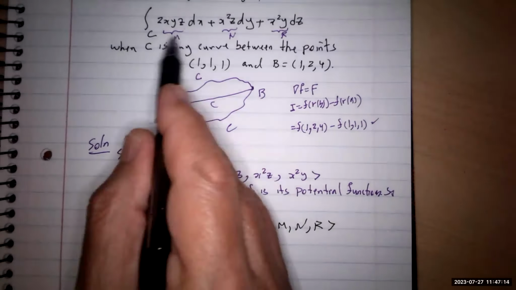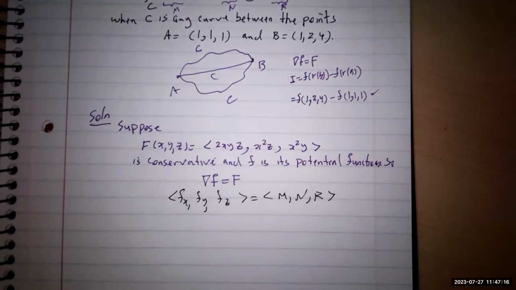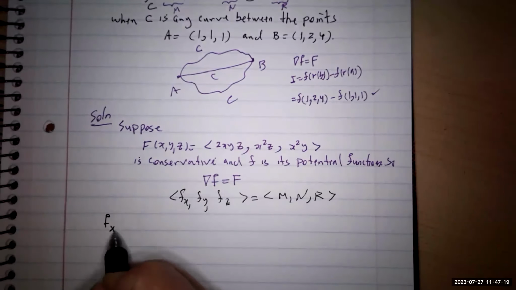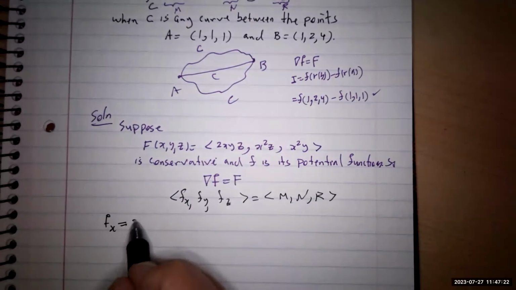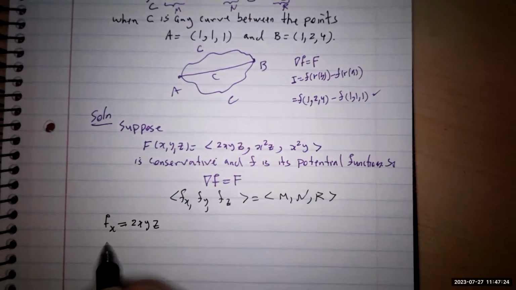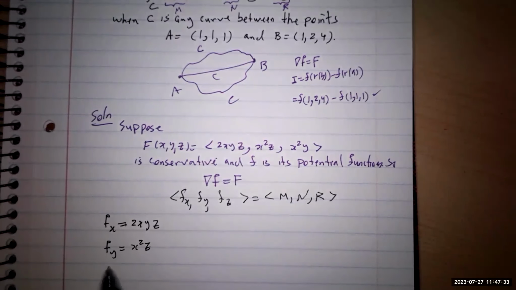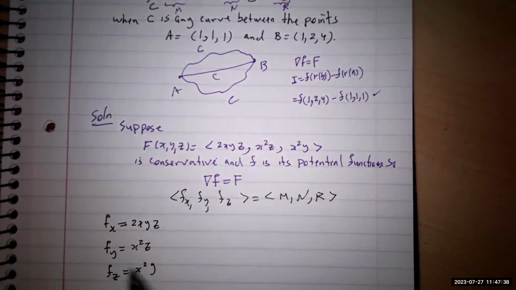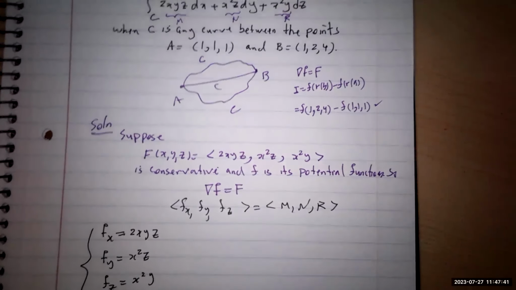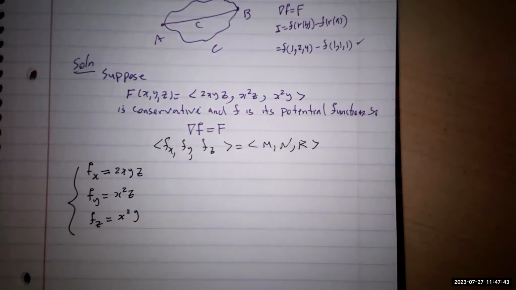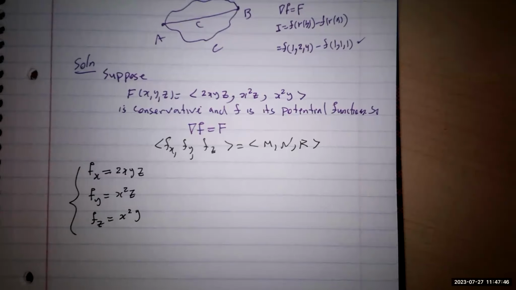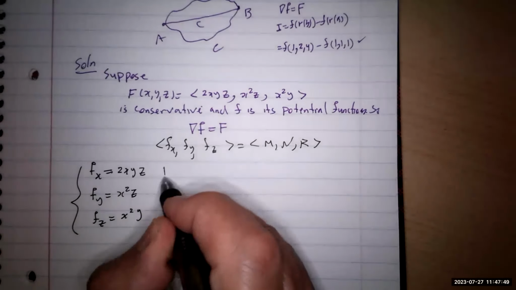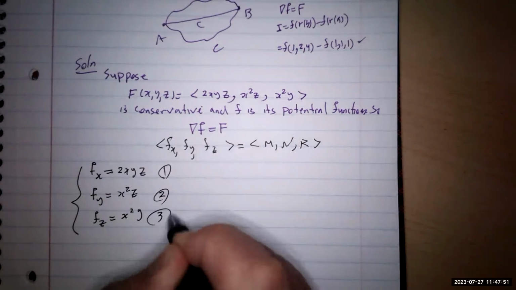So that gives a system of three equations. f sub x equals the first component, 2xyz. f sub y equals x squared z. It's usually not a complicated function; it can be done quickly. Then f sub z is going to be x squared y. This is going to be our system of partial differential equations. Go for it. It's not a difficult function to handle.